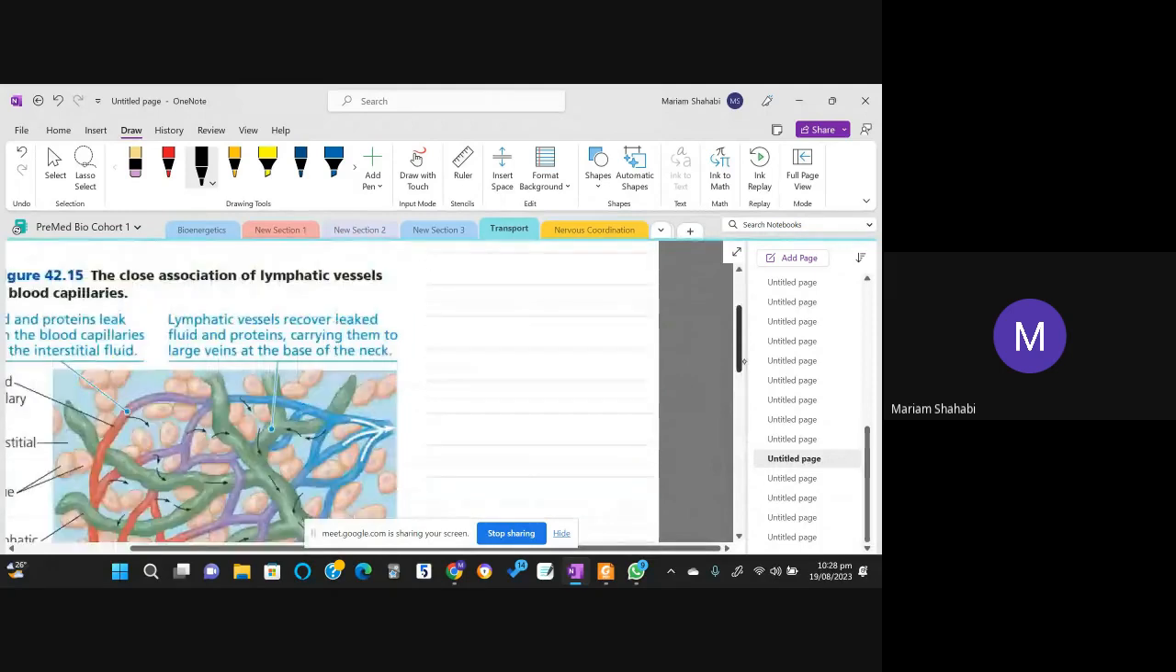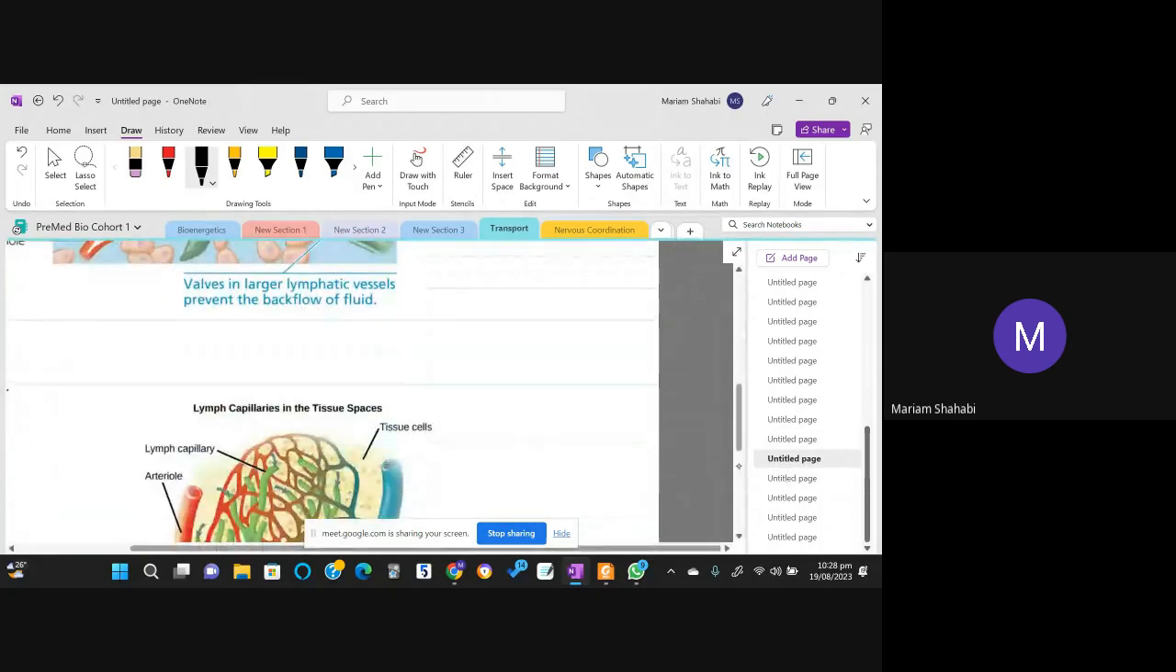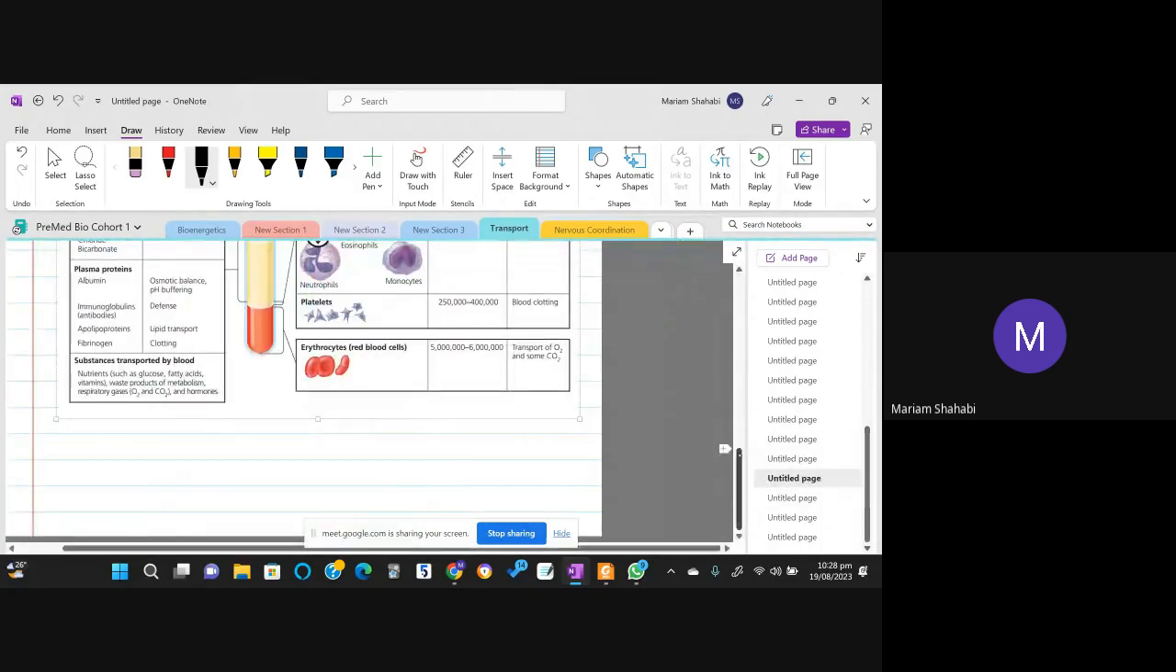ये डायग्राम मैंने क्यों डाला था? जस्ट फॉर लाइक greater reinforcement, you can go through it.